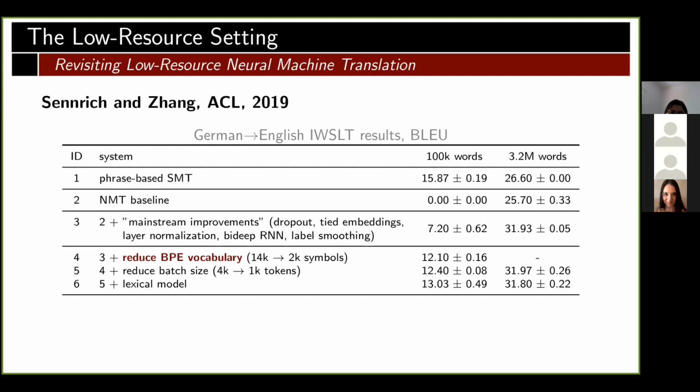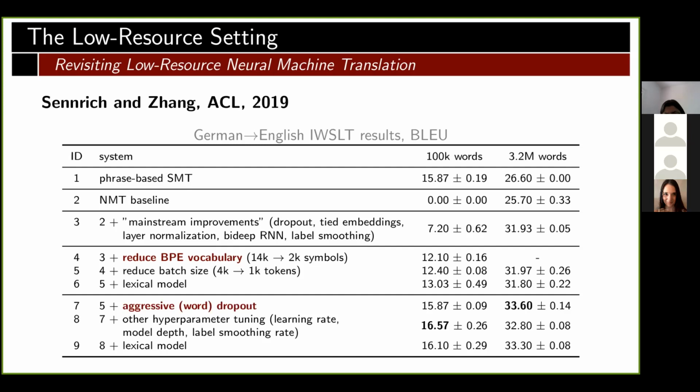This is something that you cannot do in the high resource setting. It makes no sense to try to only learn 2000 words in that case. Other things that also help in the same idea: not only reducing the vocabulary size, but also the batch size, which is not that important in the low resource setting.